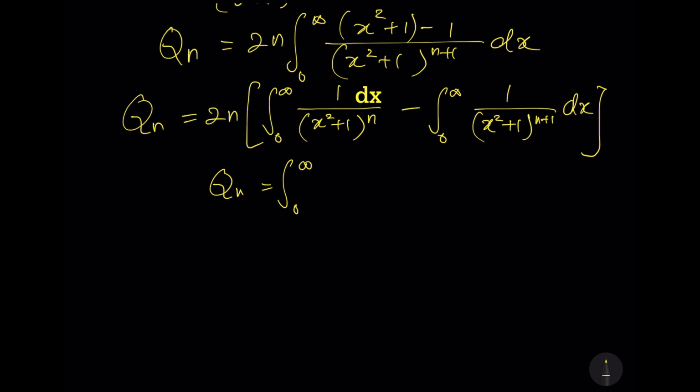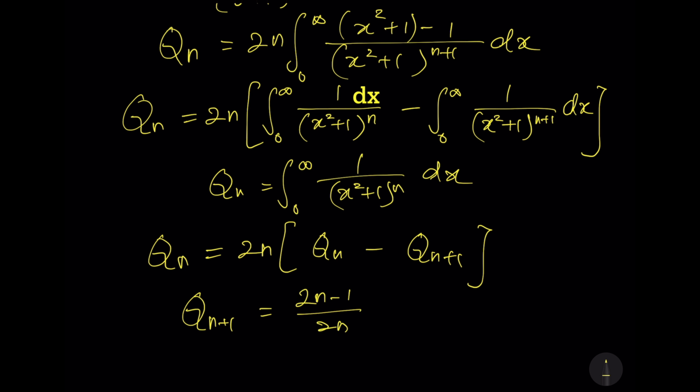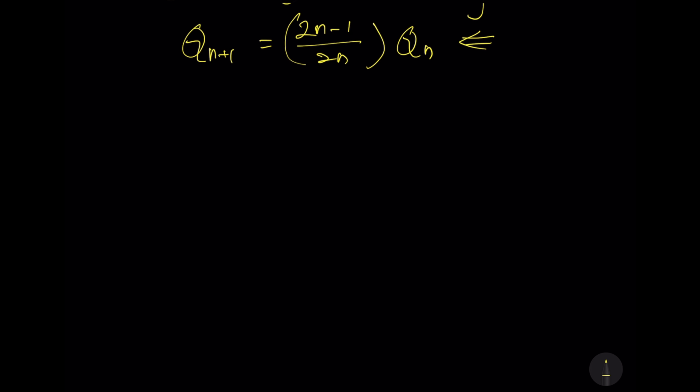Compared to the Qn that we defined at the beginning of this video, we can easily convert Qn into 2n multiplied by (Qn minus Qn plus 1). Rearranging it, we obtain Qn plus 1 equals (2n minus 1) divided by 2n, multiplied by Qn. We will need this equation later.